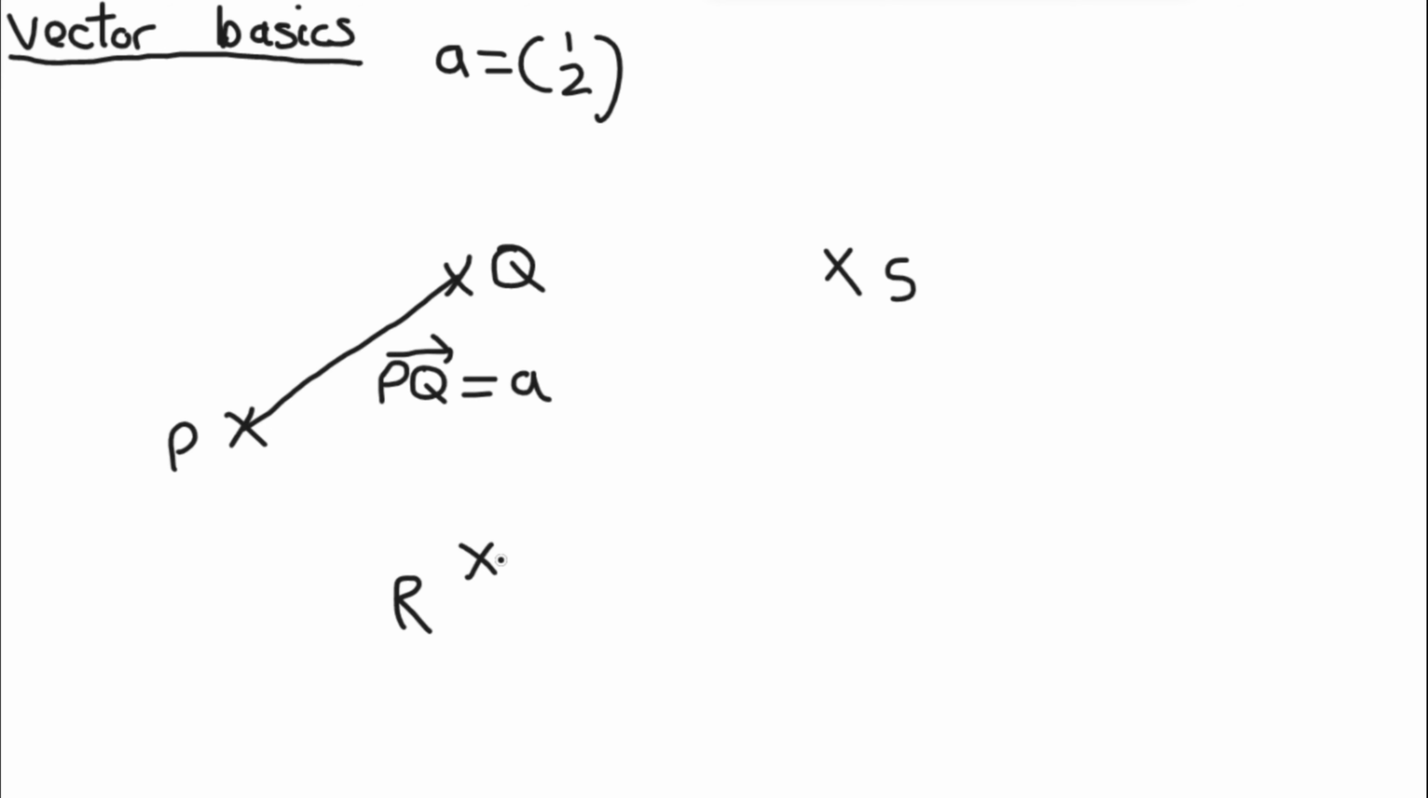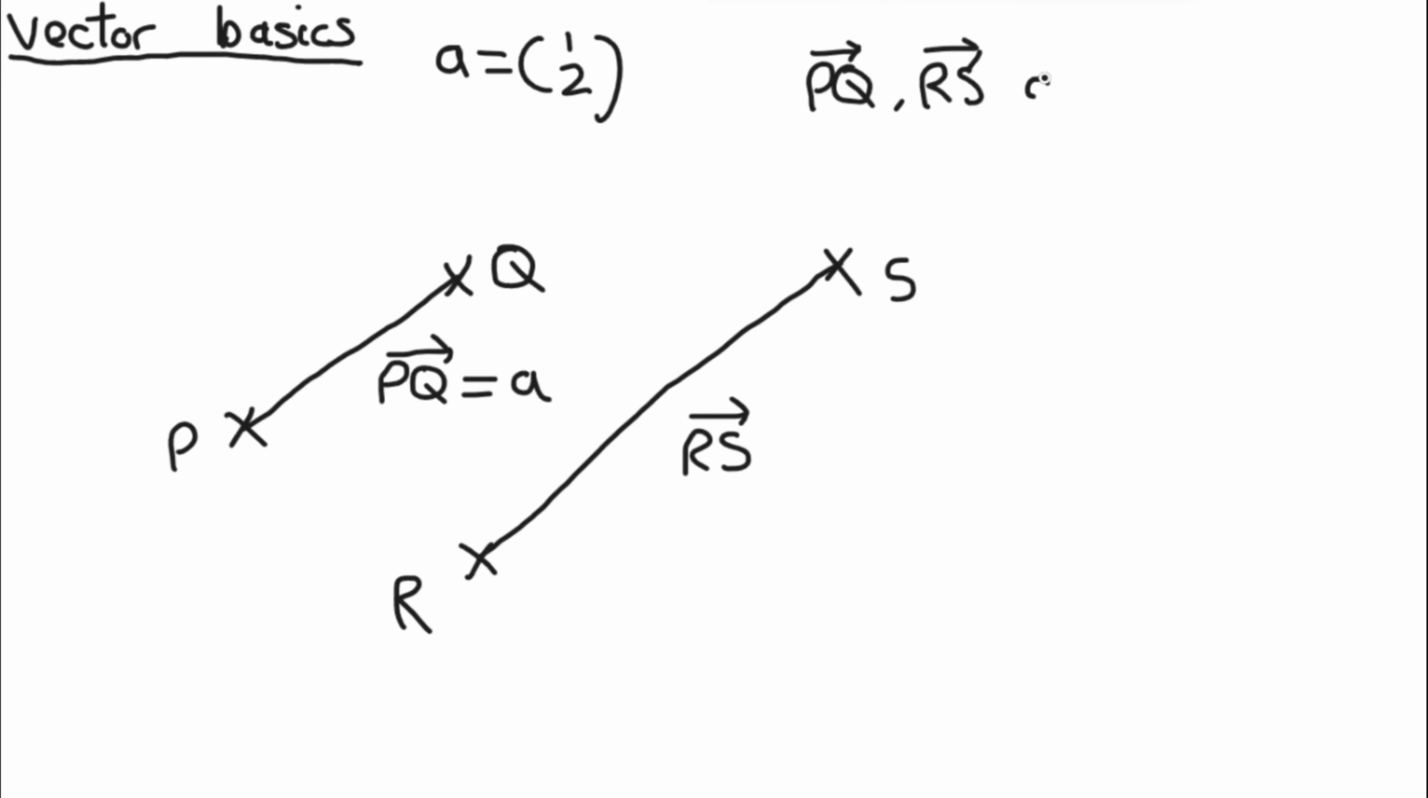If we have another vector, let's say RS, so this is a vector that connects the points R and S in a straight line like this, so it's going to be RS again with the arrow on top to show that we're going from R to S. If PQ and RS are parallel, what this means is that RS is going to be equal to lambda A.